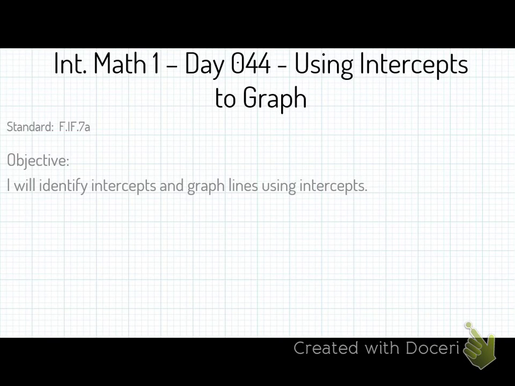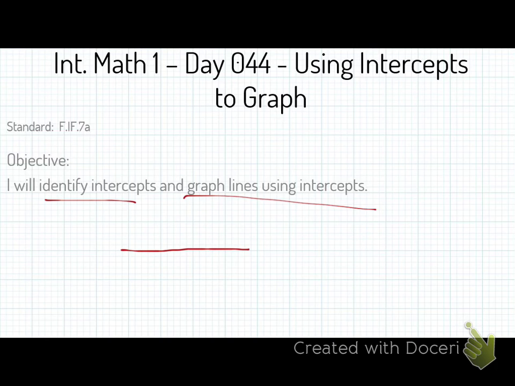Alright, so this is day 44, using intercepts to graph. Today your objective is that you will identify intercepts, and then you're going to use those intercepts to graph lines. Okay, so intercepts, let me just remind you what they are.